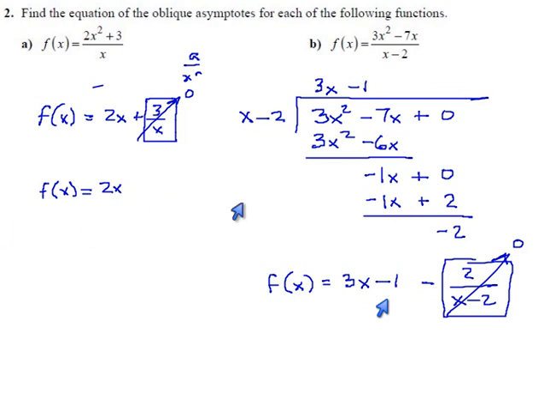So, by the way, okay, I cheated a little bit here and I feel bad about it. Here I do not mean to say that the function f of x is 2x. What I mean to say is that the oblique asymptote will have the equation 2x. And here it would be best to say that the oblique asymptote has the equation 3x minus 1. The function doesn't exactly go to this, it just gets extremely close to it. That's more like it.